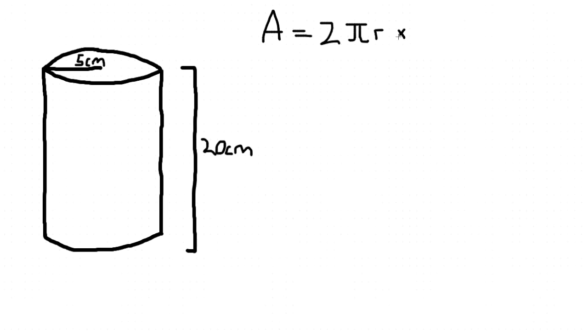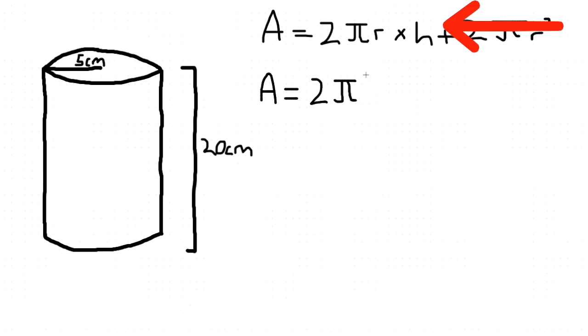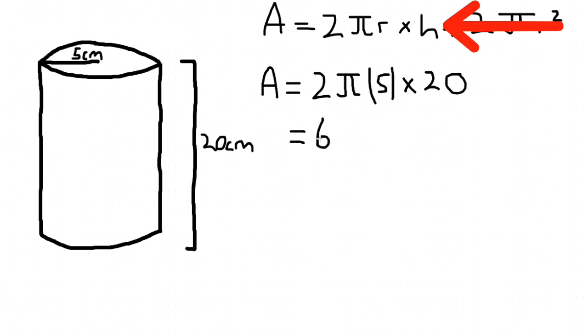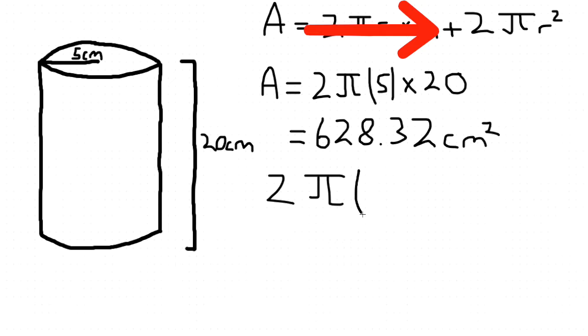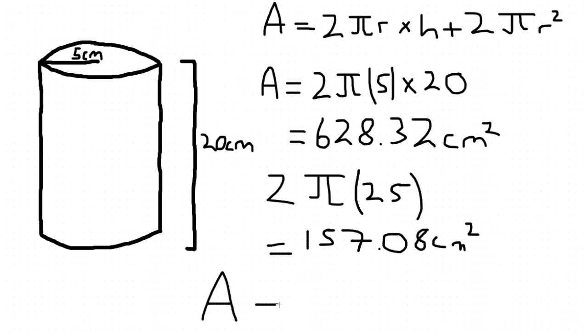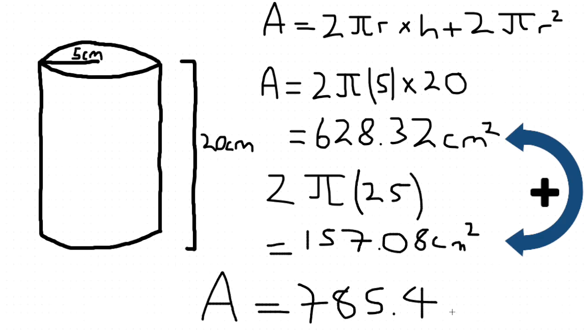Keeping in mind the surface area formula, we can split it into two parts. First, 2 pi r times height, which equals 628.32 centimeters squared, and then 2 pi r squared, which equals 157.08 centimeters squared. Add the two answers together and we get 785.4 centimeters squared.